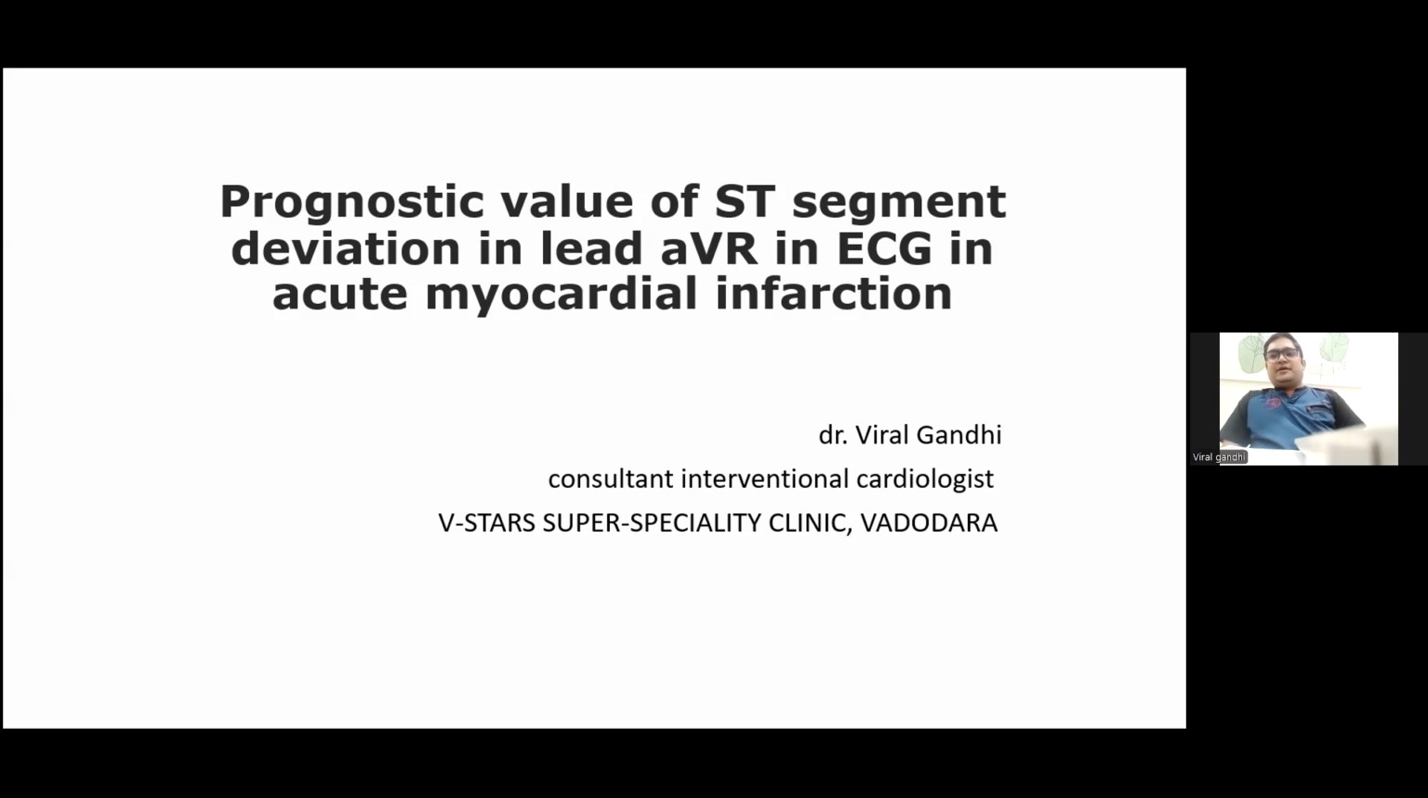The presentation is to know the prognostic value of ST segment deviation in lead aVR in ECG, specifically in acute myocardial infarction.